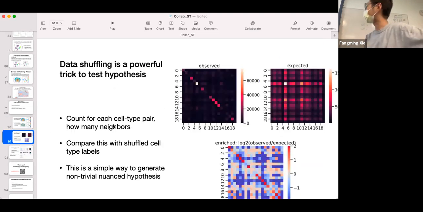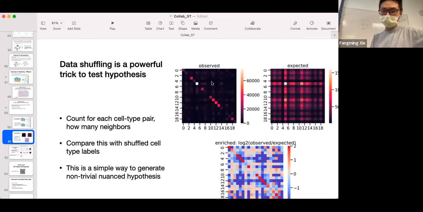So what do we mean by that? Each row and each column is one cell type, okay? So then this matrix highlights how many times every pair of cell types are locally neighbors in physical space. So that's your observed data after I counted for 20 cell types. And you can randomize it and regenerate this matrix. That's your expected value by random.